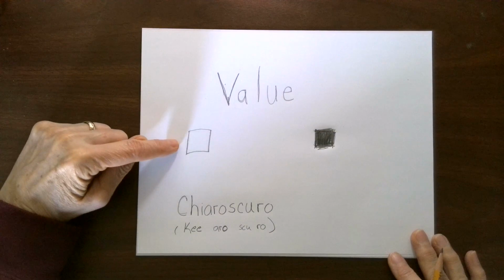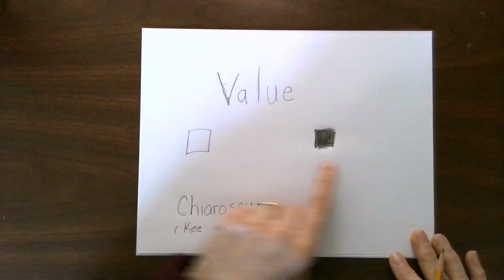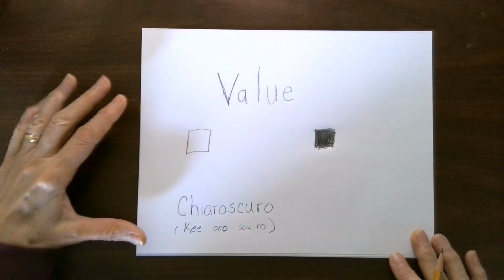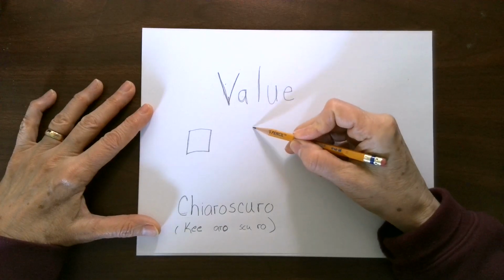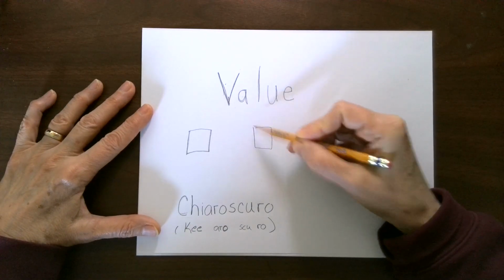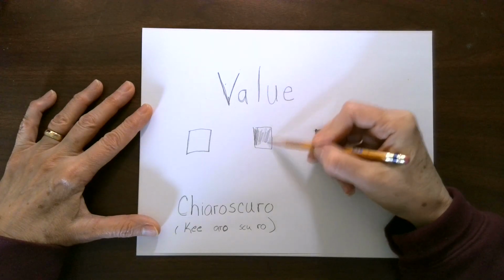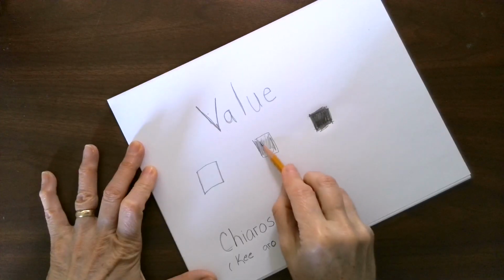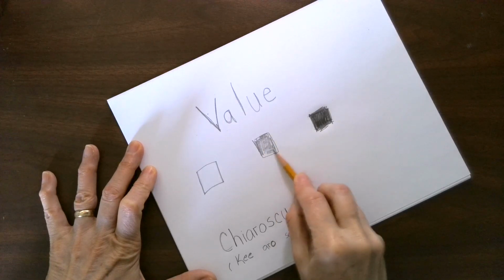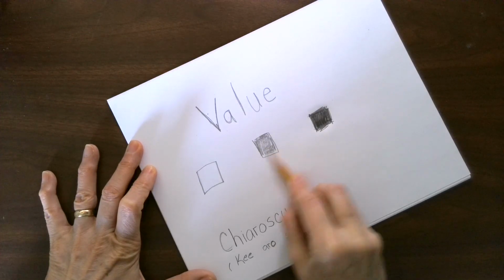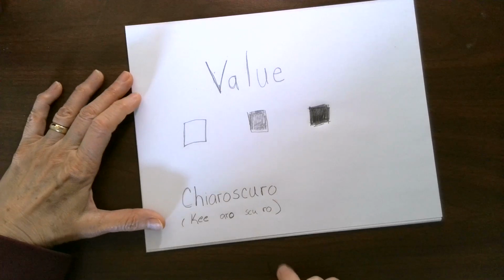So if this is my white, the white of my paper, and this is my darkest dark I can make with my pencil, in the middle I will have a gray value. All right, and that's going to be sort of a middle gray. So it's just like coloring your paper, not too dark, but not too light either. Sort of looking just for a gray kind of middle between the three.